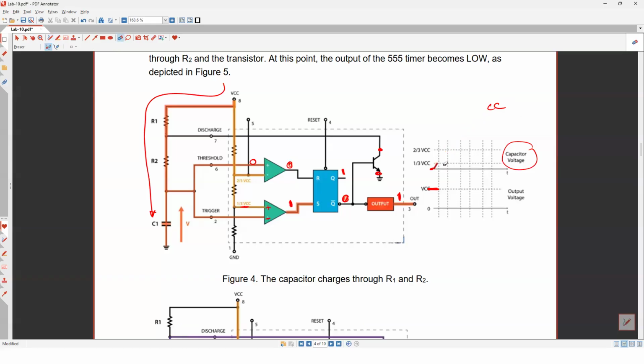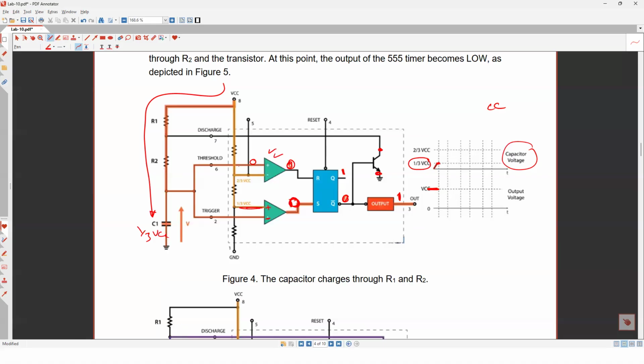The first milestone here: when it goes to 1/3 VCC, will this make any change in the circuit? Let's see. When the input here is 1/3 VCC or greater than 1/3, what's going to happen here? This one is going to flip to 0. Why? Because now the negative becomes greater than the positive. However, this comparator is still 0.